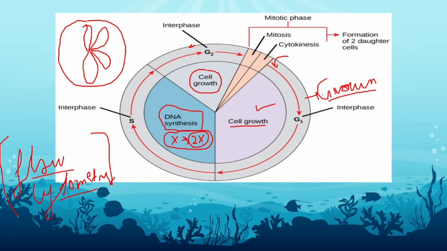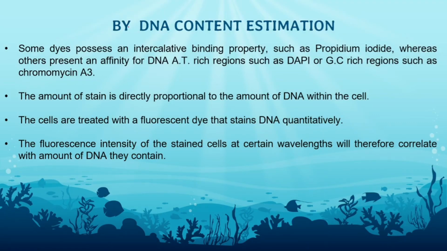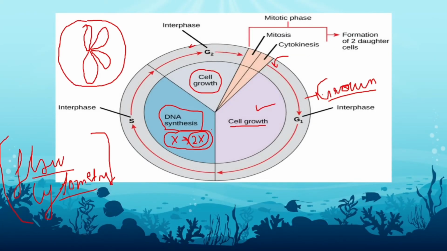What are the different ways by which we can detect this? Let's discuss the first, DNA content estimation. As we know, in G1 the DNA content would be X. Then in G2 the DNA content would be 2X.